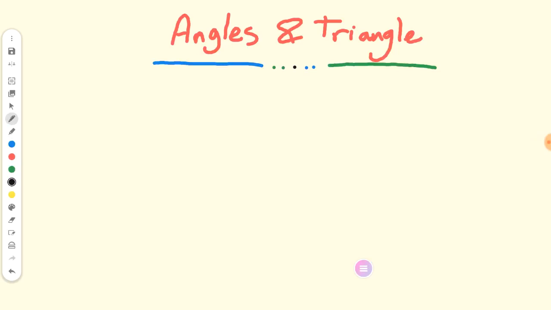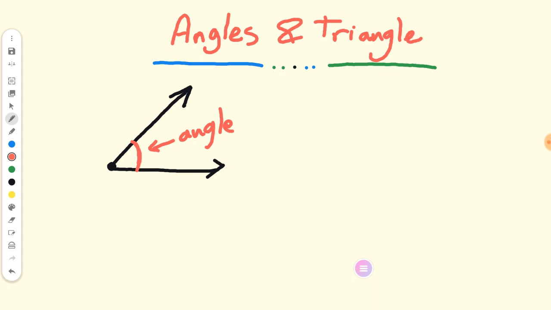Actually, an angle is a union between two rays. If I have two rays, one like this and another ray, and they are united in one point, so it's a union between these two rays. What we see inside these two rays is the angle. So this part is the angle. We measure the angle by degree. So we may say it's 45 degrees.